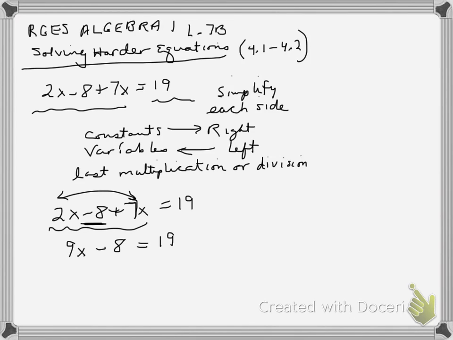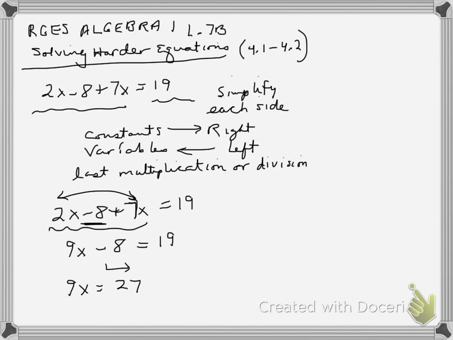Now, that was step number 1 because the right side does not need simplifying. Now, move the number to the right. What do I have to do? I have to do the opposite. So rather than subtracting 8, I need to add 8. And I'm going to get 9x equals 27.